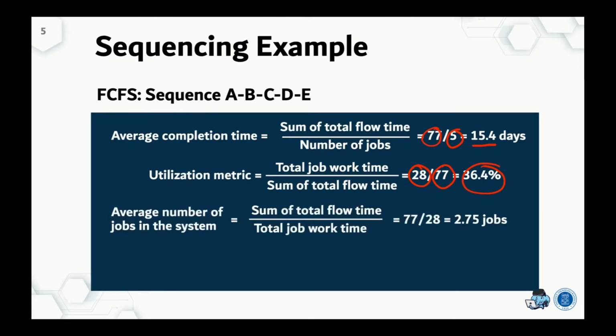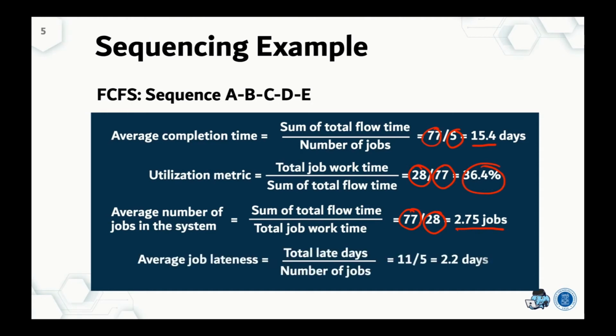Then the average number of jobs in the system is the sum of the total times, 77, divided by the total job work time, 28. This is the opposite of the utilization metric, resulting in 2.75 jobs remaining in the system at one time. And lastly, lateness is the total lateness days divided by the number of jobs, 5, which equals an average lateness of 2.2 days.